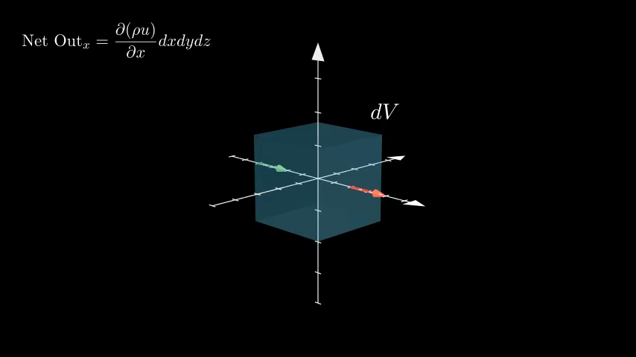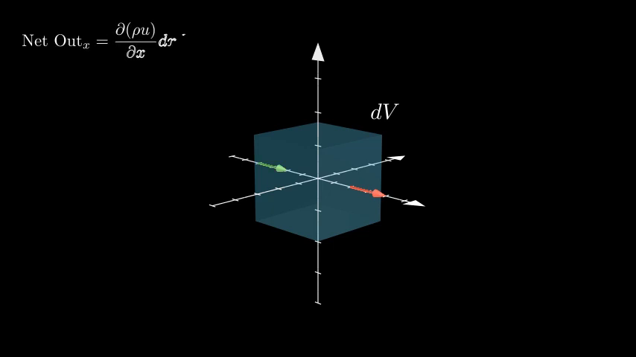For the face perpendicular to the x-axis at x plus dx, the mass flow rate out is related to the velocity u at that point and the area of the face. Similarly, for the face at x, the mass flow rate contributes to the net outflow as a negative value. We do this for all 6 faces.